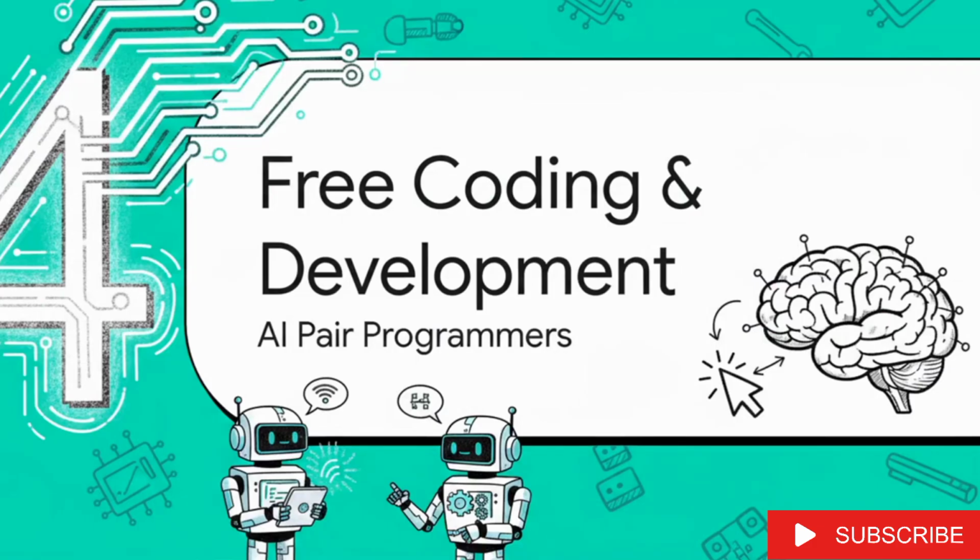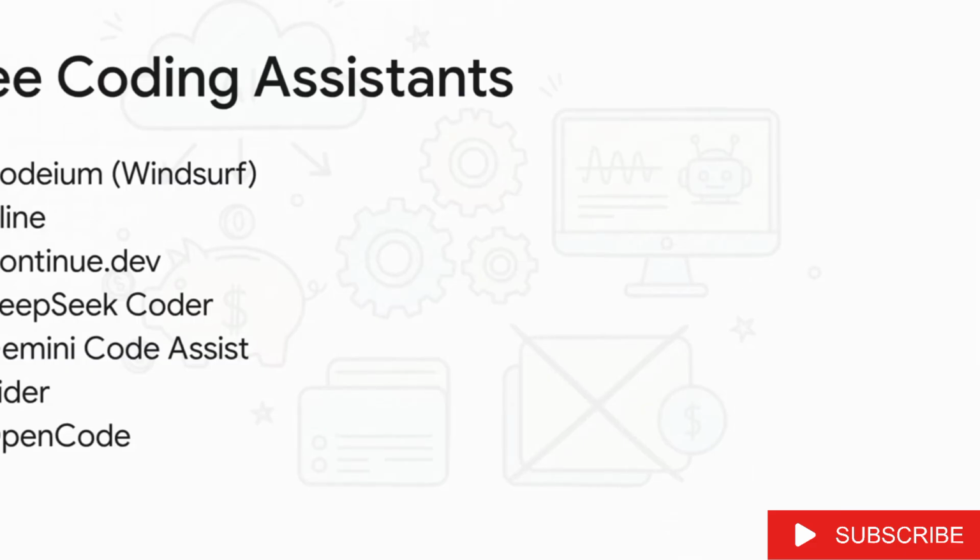Moving to part 4, free coding and development. Developers certainly aren't left out of this free revolution, and the AI pair programmers available to us now go way beyond just saving a few keystrokes. You can comfortably drop those paid GitHub Copilot subscriptions right now. Instead, you can use Codium, specifically their Windsurf tool, for lightning-fast, everyday autocomplete.